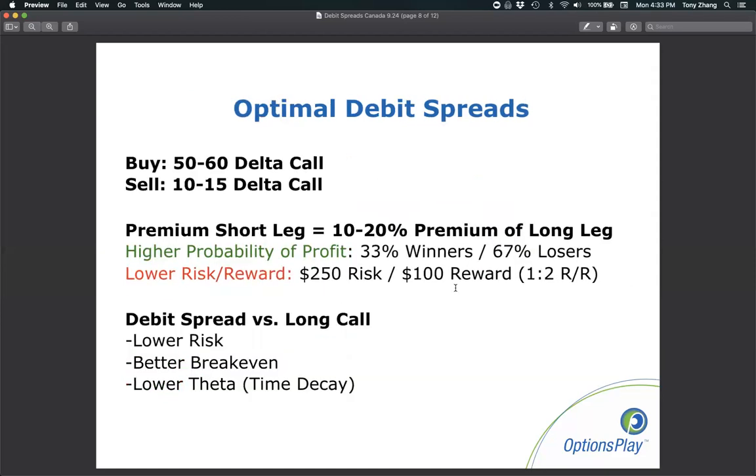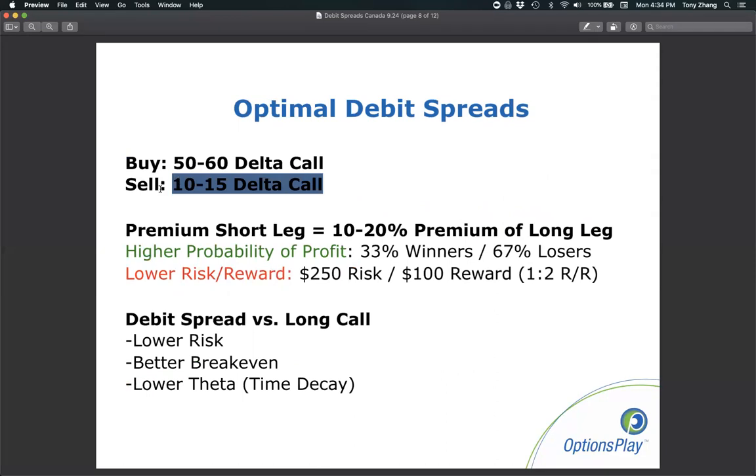So what are optimal debit spreads? We looked at how you can trade high probability debit spreads and low probability debit spreads. What's best? What we generally find is that the optimal debit spread is where you're buying a call, or really this is for calls and puts, right? Sorry. This is when you want to buy a 50 to 60 delta call or put, and then you want to sell a 10 or 15 delta call or put against that long call.